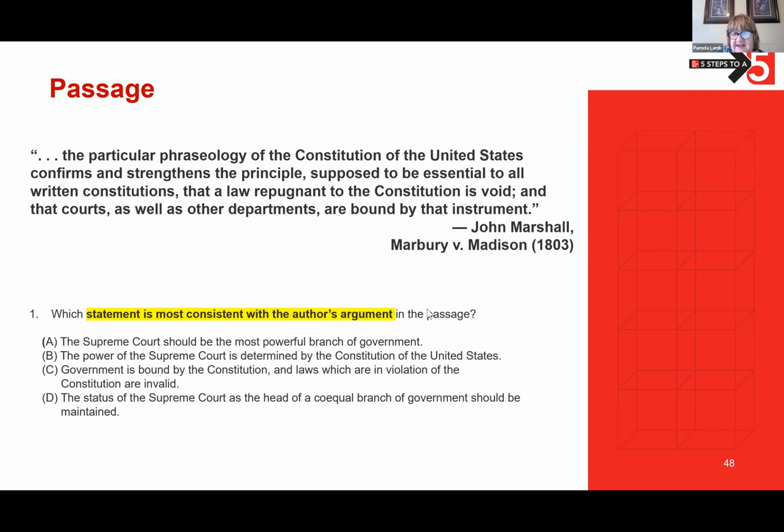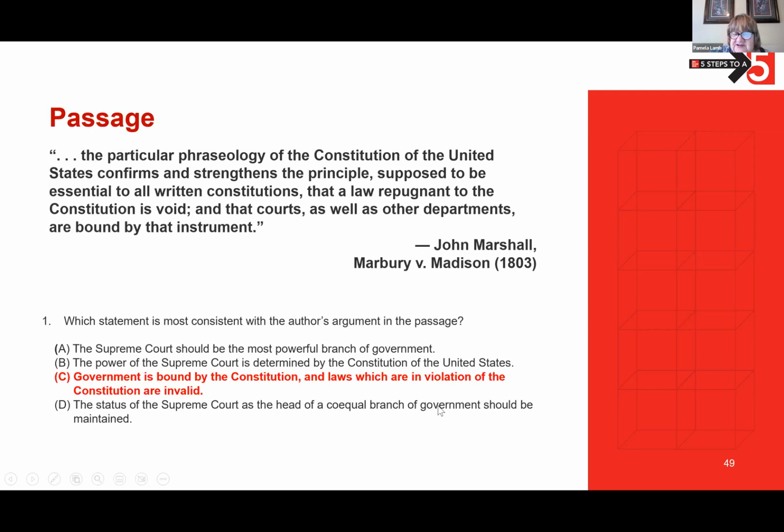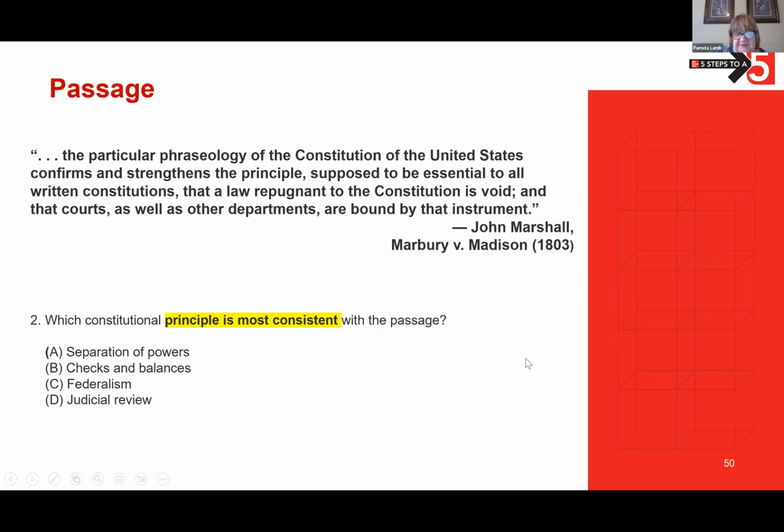And you are once again very correct. Government is bound by the Constitution and the laws which are in violation. He's talking about judicial review, correct? And I think that's what this next question asks. What constitutional principle is he referring to? I gave you the answer.